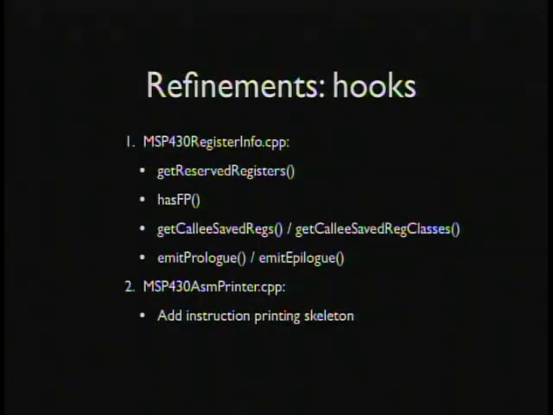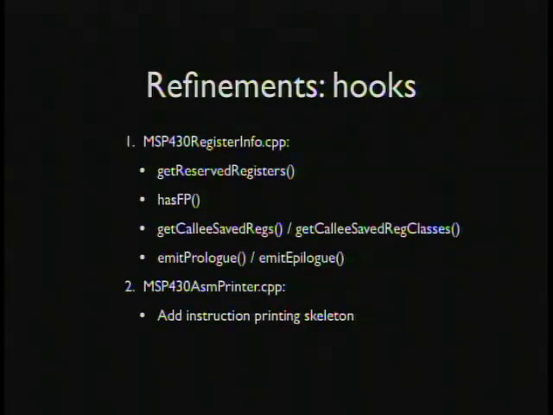After that, we need to provide some information for the backend. Basically, we need to provide a few hooks into that RegisterInfo.cpp file. We need to provide a set of reserved registers. The reserved registers are the registers which will never be allocated by the compiler. For example, the status flag registers, maybe the stack pointer, the instruction pointer, and so on. So that's just not ordinary registers.